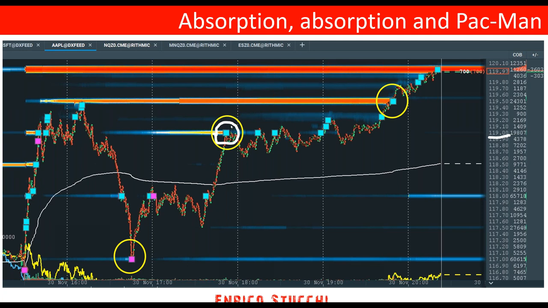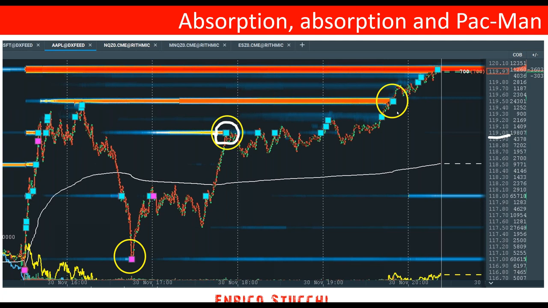Okay, here it is not so clear. Here it is very, very clear. This is an exhaustion. You can also see the square here. This is the absorption indicator. So the price goes down, finds the liquidity, they try to destroy it, they are not able to destroy it, and the price rises.